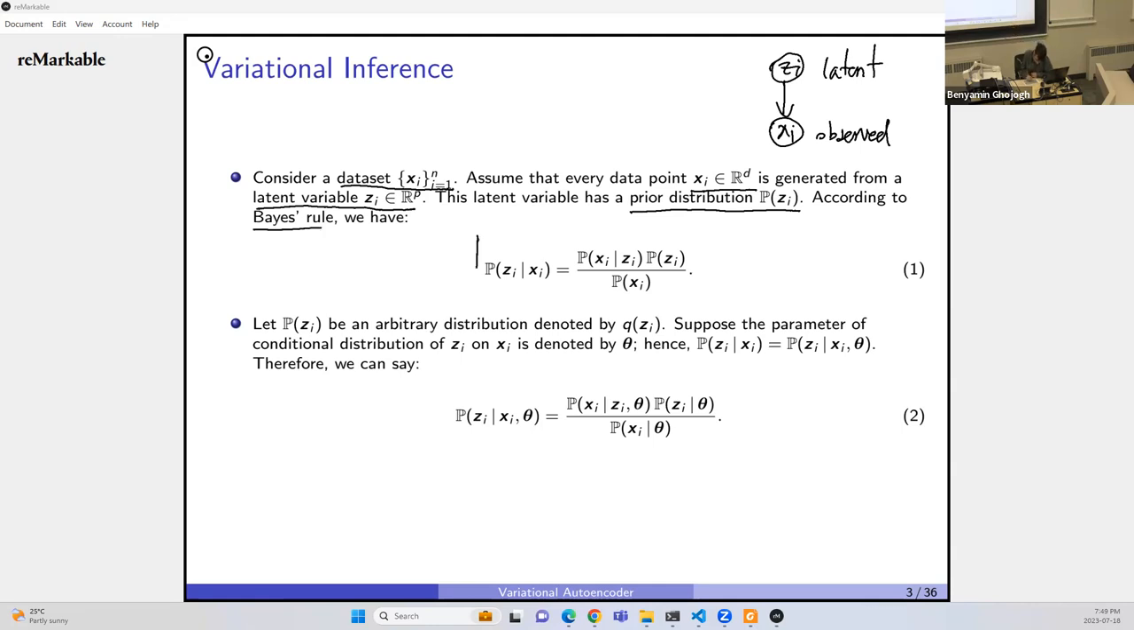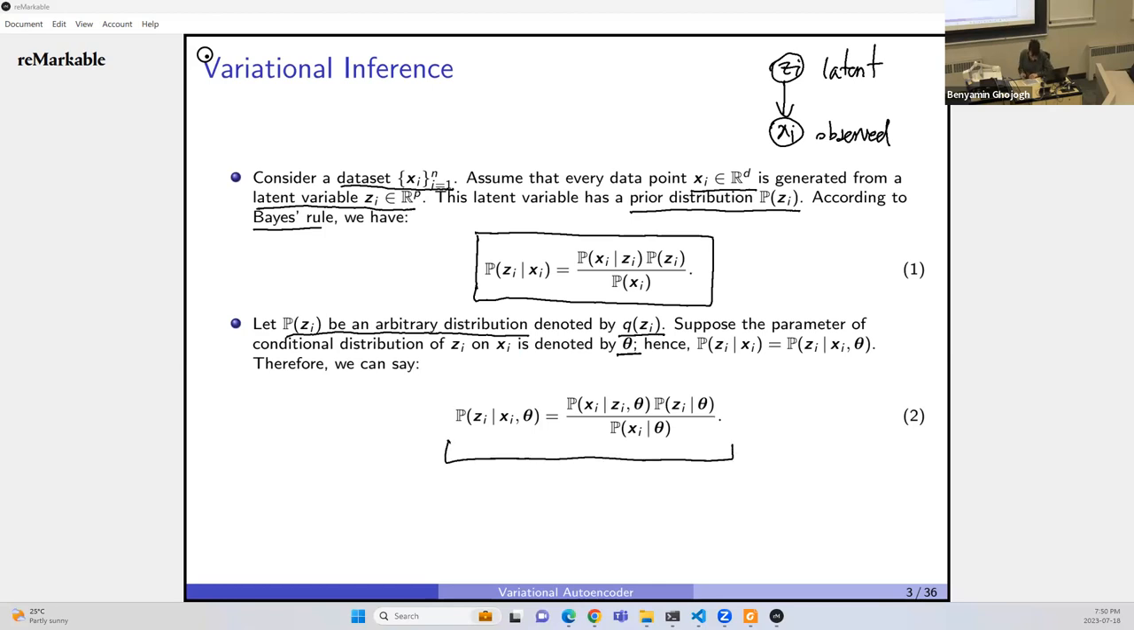According to Bayes' rule, we have this. Probability of Zi given Xi equals probability of Xi given Zi times P of Zi over P of Xi. Let P of Zi be an arbitrary distribution, and I denote it by Q of Zi, okay? And prior on the latent variable, okay? Suppose the parameter of the conditional distribution of Zi on Xi is denoted by theta, right? So each distribution has some parameter. For example, Gaussian distribution has mean and covariance, right? Each distribution has. So when we consider the parameters, we can write it in this way also.